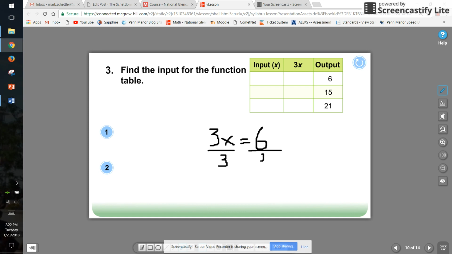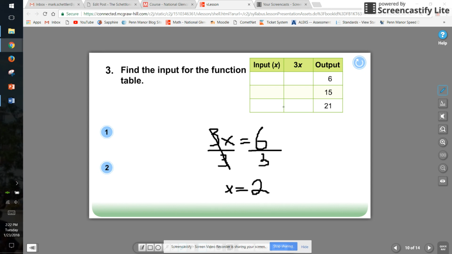This is so familiar. 6 divided by 3. These two cancel each other out, leaving me with x on this side. Variable all by itself, I isolated it. And 6 divided by 3 is 2.